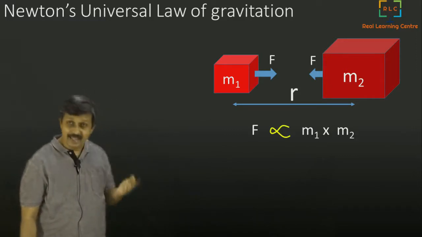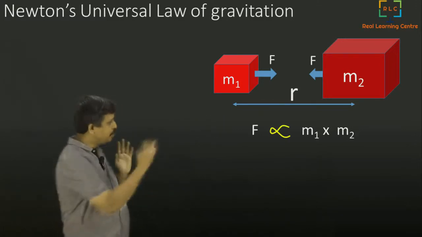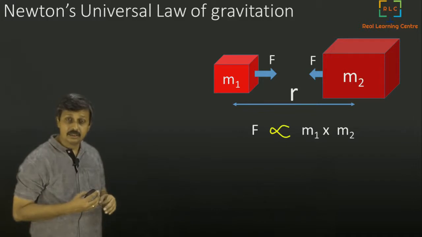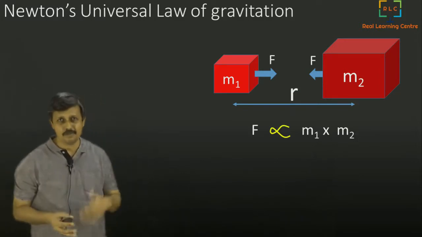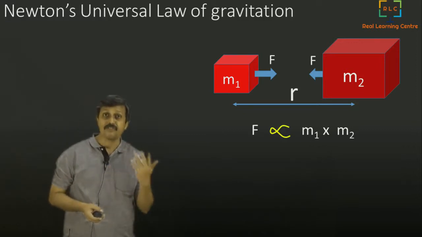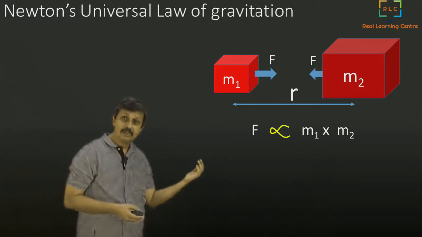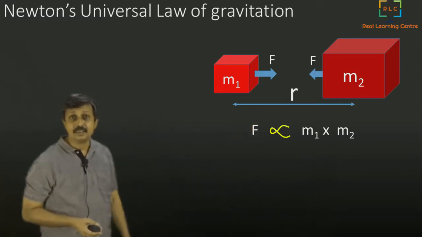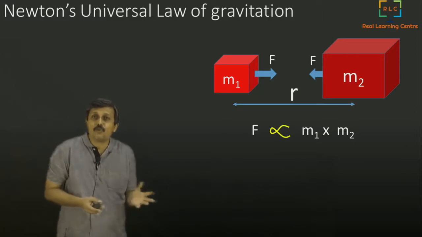One more thing that Newton realized was that if you take the masses and bring them nearby, instead of 10 meters you bring them to 5 meters, you reduce the distance by half, by a factor of 2. Then the gravitational force increases: it becomes 4 times. You reduce the distance by half, gravitation becomes 4 times. So if you double the distance, then the gravitational force reduces to 1/4. It works in a squarish way.